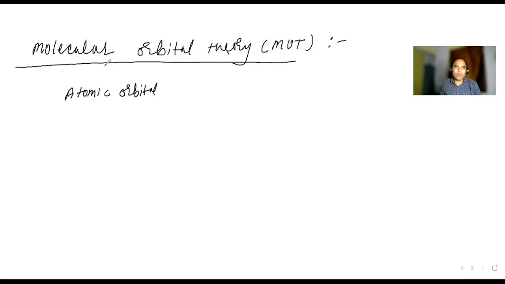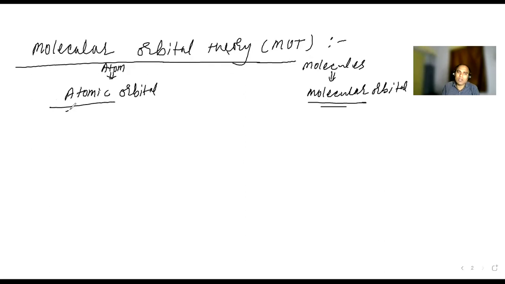Atomic orbital is related to the atom, right? An atom has atomic orbitals. And if you are talking about a molecule, what type of orbital do molecules have? Molecular orbital. Yes or no? Molecules mean molecular orbital. Atoms mean atomic orbital.